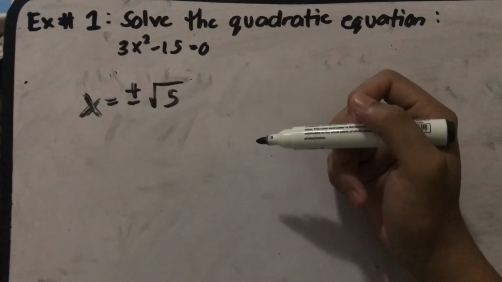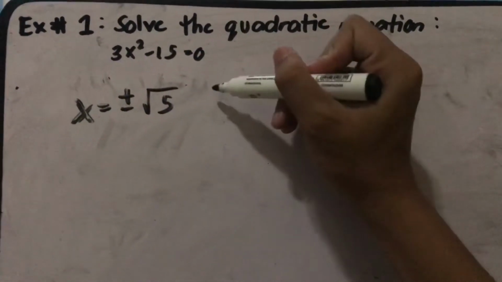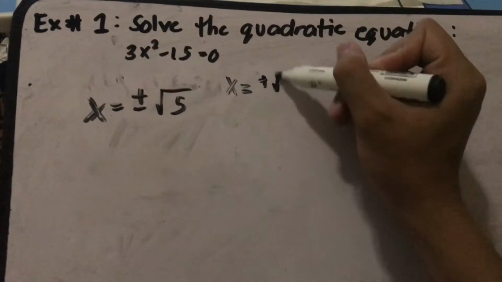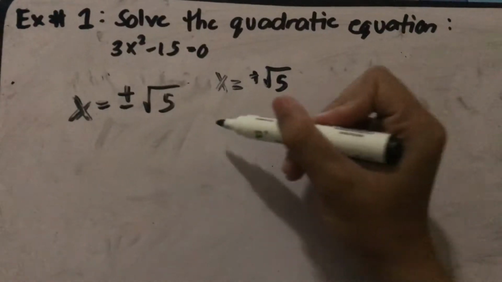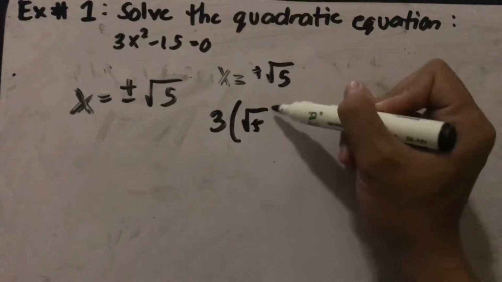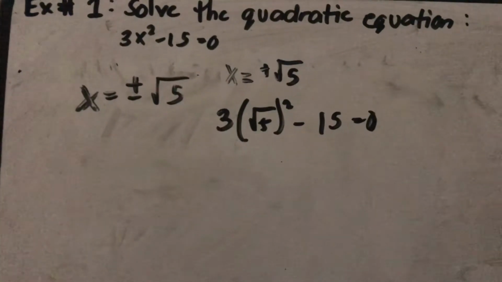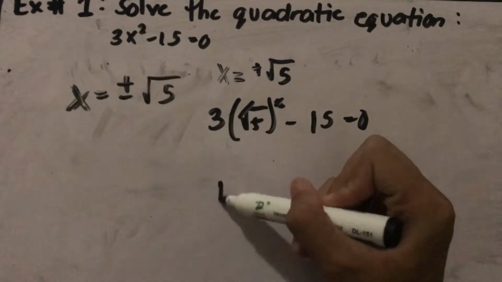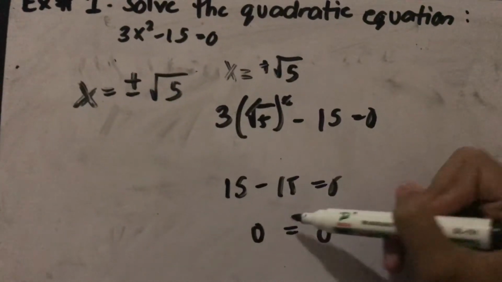So para malaman natin kung tama yung solution natin, let's check na. So first, x is equal to positive square root of 5. So ilalagay natin yun sa equation natin. So 3 times square root of 5 squared minus 15 is equal to 0. So cancel. So 3 times 5 is 15. 15 minus 15 is equal to 0. 0 is equal to 0. So tama.